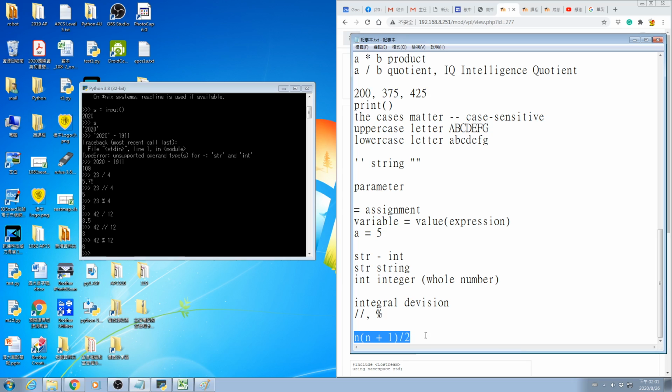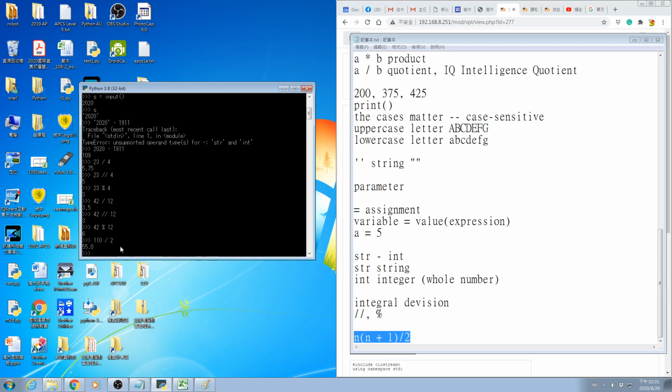But remember, there's one thing that I want you to know. Okay? Like, if you have 111 divided by 2, what are you going to get? You'll get 55, right? But for this kind of division, the regular division, even though the result is an integer, it will always give you a floating point with a dot 0 at the end.